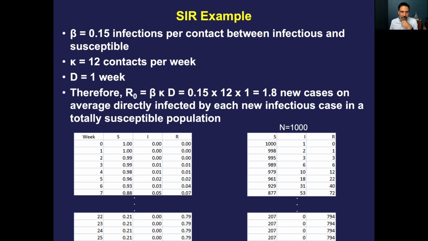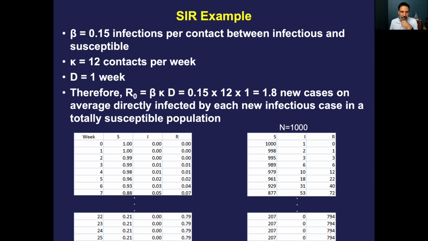So using the formula beta kappa D, we can calculate the basic reproductive rate to be 1.8. So each new case of the infection, in this case, infects 1.8 other people in the population on average.